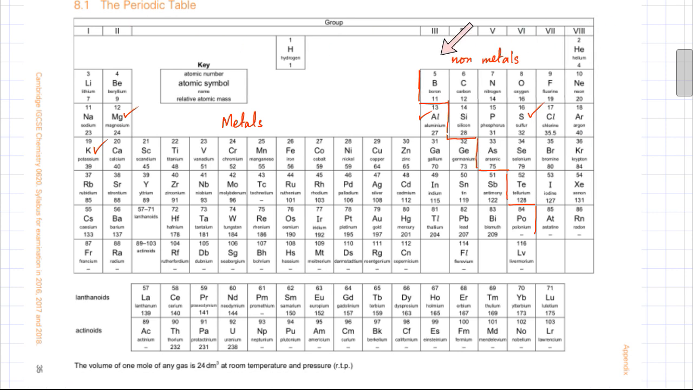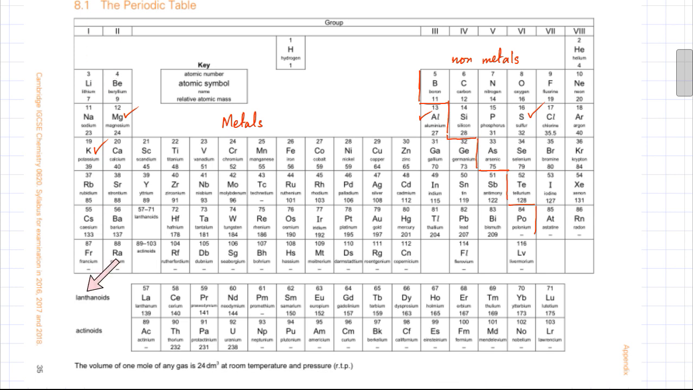Any element in the first period is going to have just one shell. Any element that belongs to the second period is going to have 2 shells. Any element in the third period is going to have 3 shells. So the only thing that's common in a period is the total number of shells. But the chemical properties can be vastly different. For example, on the left hand side you have metals. On the right hand side of the period you have non-metals. Their behavior, their chemical properties, their physical properties, they're all going to differ.